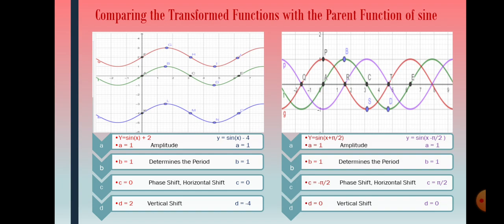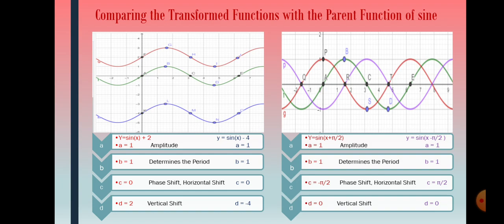So since it has a plus inside, when the formula requires a negative, then it means it moved to the negative side. So therefore, a, the amplitude, is 1, b is 1, c is negative pi over 2 because of this plus, it should be a minus there, and d is 0. Why is d 0? Anybody can tell me why our vertical shift is 0?